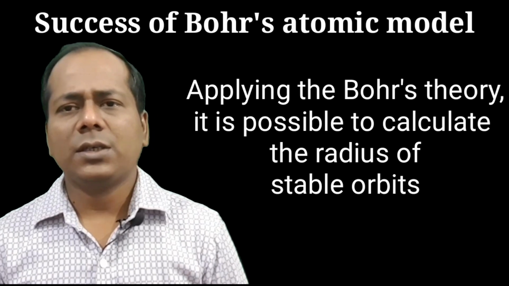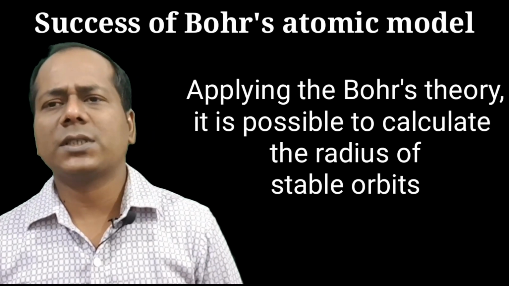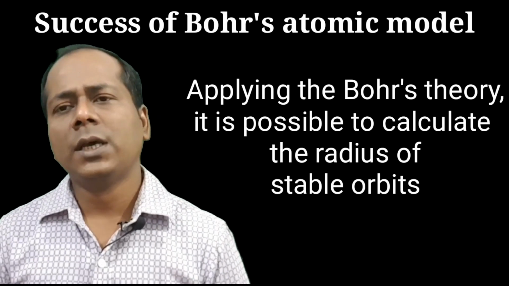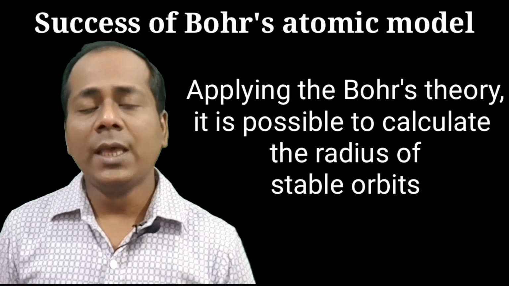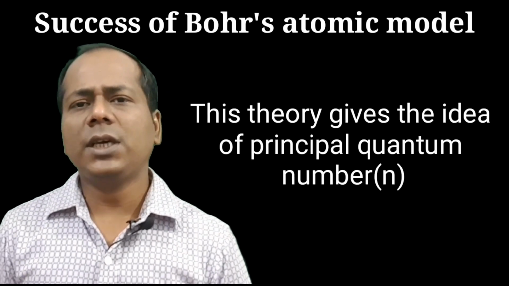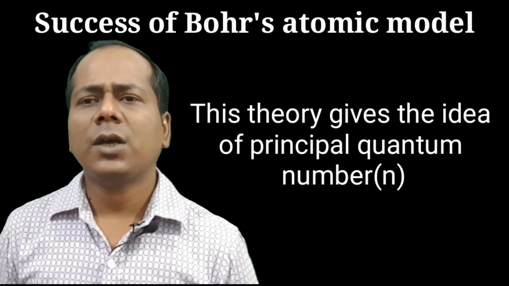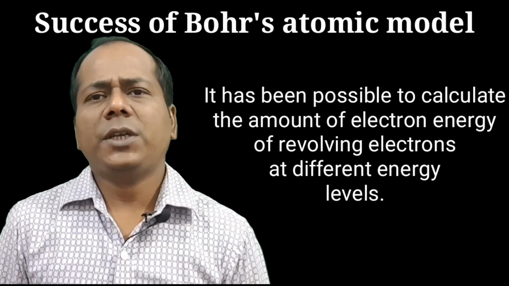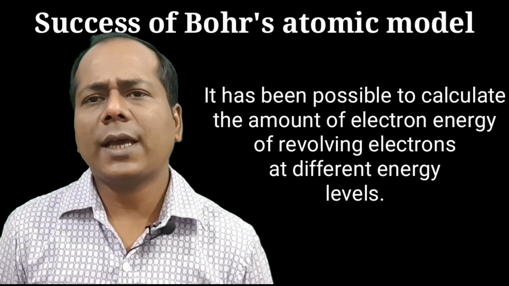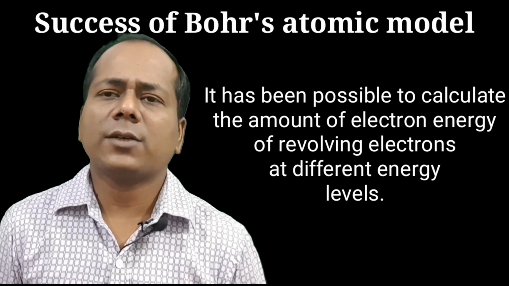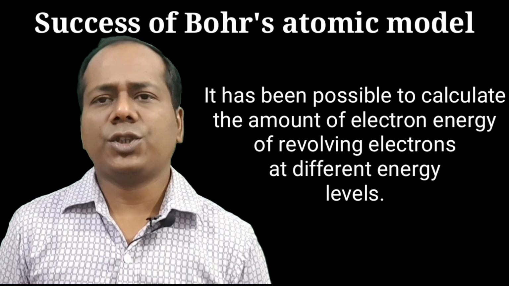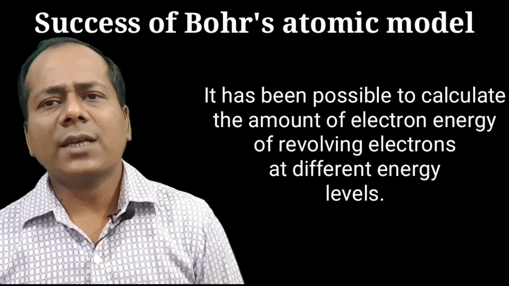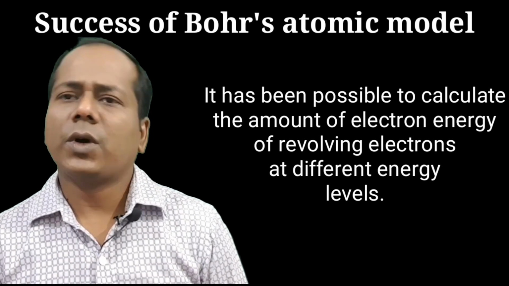Applying Bohr's theory, it is possible to calculate the radius of stable orbits. The calculated value of the radius of hydrogen atom's first orbit is found to be equal to the experimental value. This theory gives the idea of principal quantum number, which gives the idea of other quantum numbers at a later time. It has been possible to calculate the amount of energy of revolving electrons at definite energy levels. The theory makes it easier to calculate the amount of energy absorbed or emitted when electrons jump from one energy level to another.